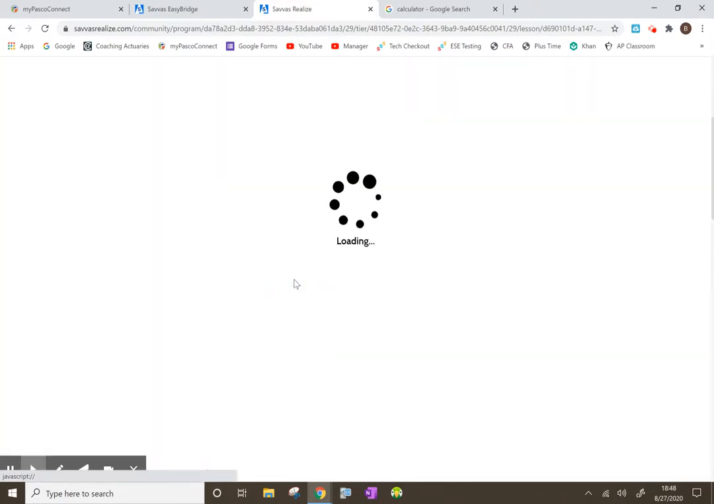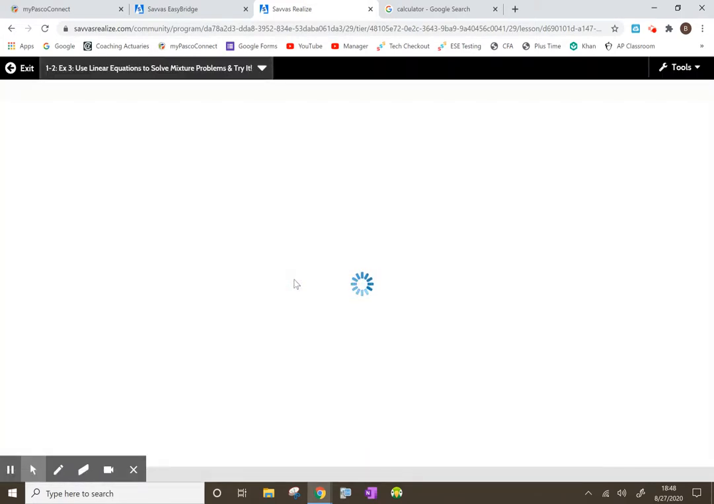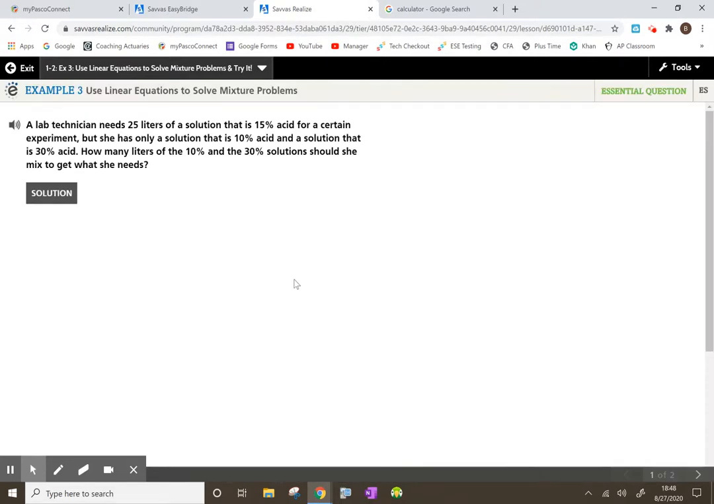All right, let's try this example 3, and I think we'll end the video after example 3, and we'll pick up another video to continue lesson 2 after we go through these next 2 problems. So a lab technician needs 25 liters of a solution that is 15% acid for a certain experiment, but she has only a solution that is 10% acid and a solution that is 30% acid. How many liters of the 10% and the 30% solutions should she mix to get what she needs?